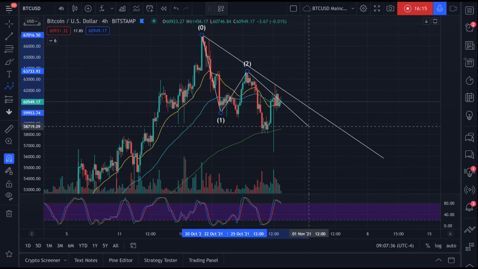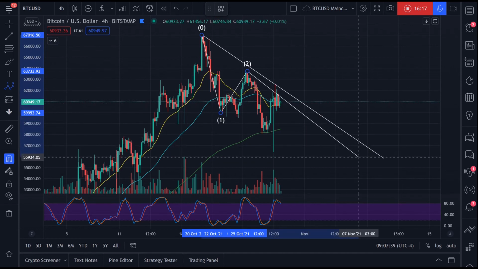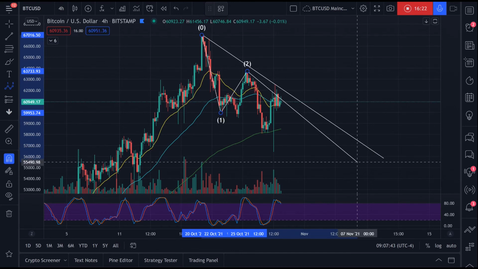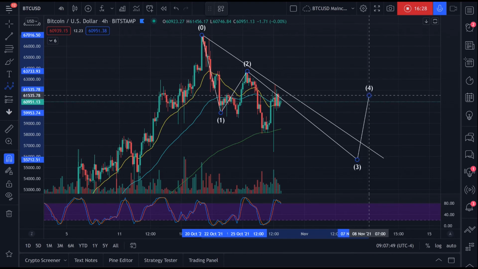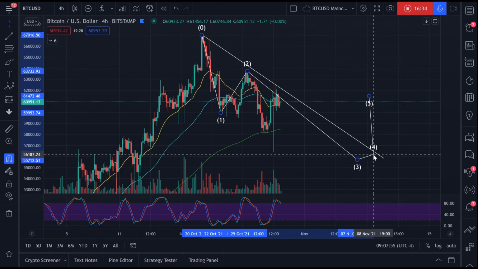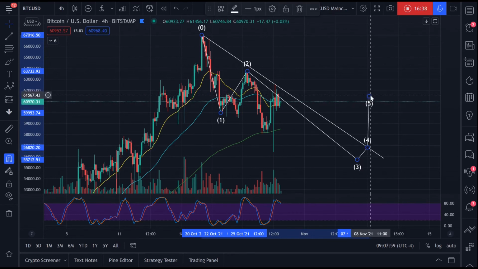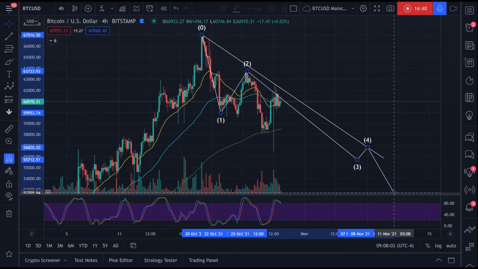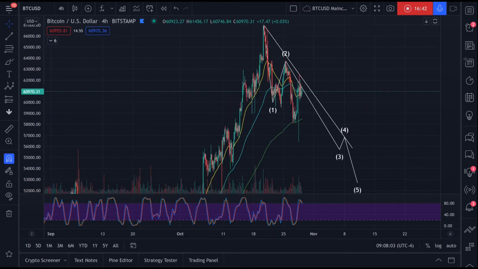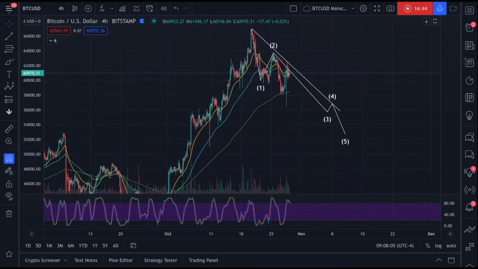And now we start our 3-wave, which is 5 waves down, which should take us down to this support level, I believe, around 54.9, 55.7, okay? And 4, I think, is going to still respect this trend line. And then 5 is going to take us down there, okay? So that's what I'm seeing.